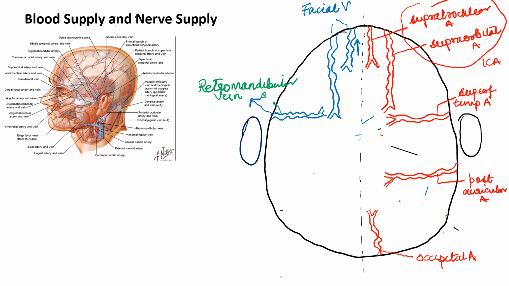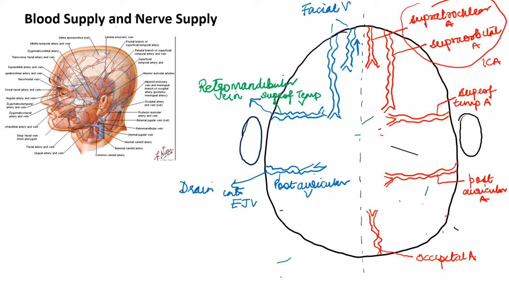What is this? This is the superficial temporal vein. Posterior to the auricle is the posterior auricular vein, which will ultimately drain into the external jugular vein. So all the venous drainage will ultimately go via the jugular veins. They will drain directly or indirectly into the jugular veins.